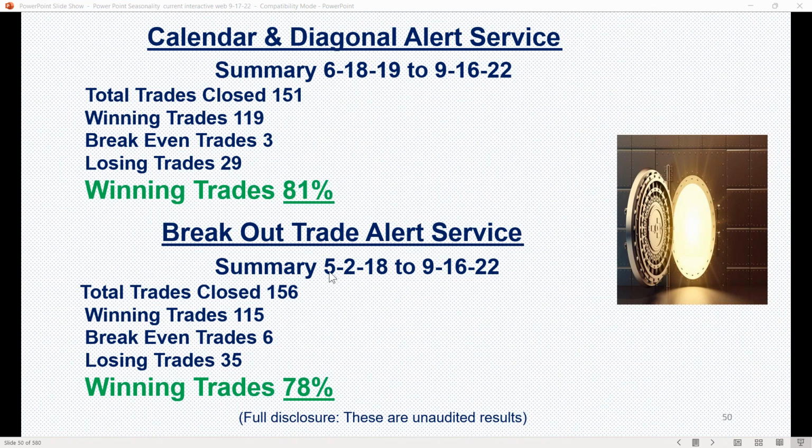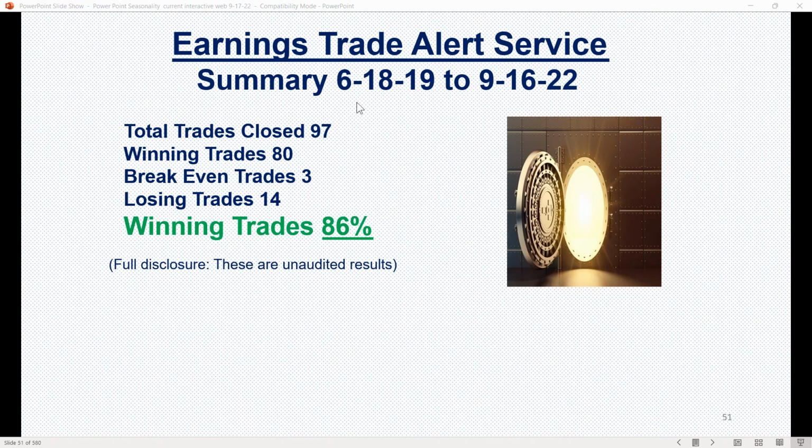The first service I started was back in May of 2018, the breakout. These are basically debit spreads, might be a put debit spread or a call debit spread. We've had 156 trades closed out, 115 winners, 6 break evens, 35 losers, a 78% win rate there. And then when we get into earnings season, we do earnings trades based on a certain strategy that I prefer, and these have been really high winning percentage trades. We've had 97 trades closed out, 80 winners, 3 break even, 14 losers, an 86% win rate. Started this back in June of 2019 as well.